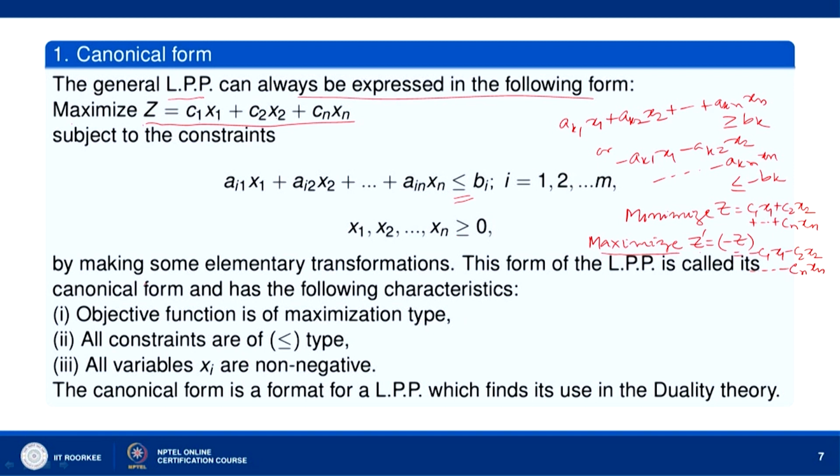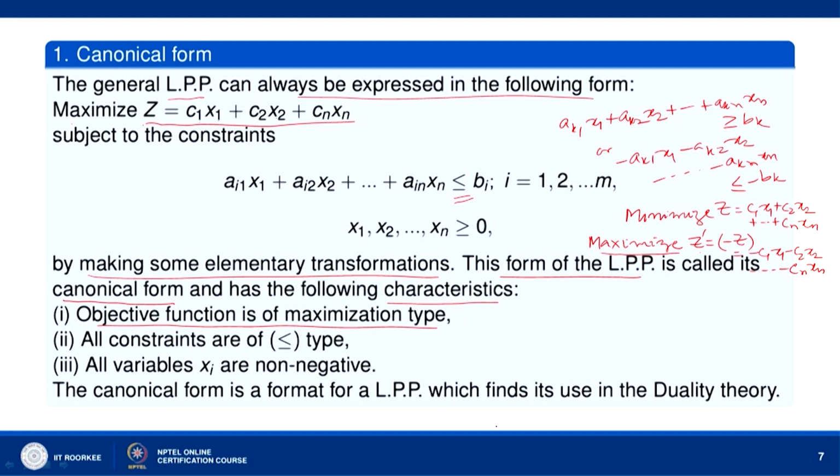Now, by making some elementary transformations, the LPP can always be brought into this form. This form of LPP is called the canonical form, and it has the following characteristics. What are the characteristics of this canonical form? First thing is that the objective function is of maximization type.